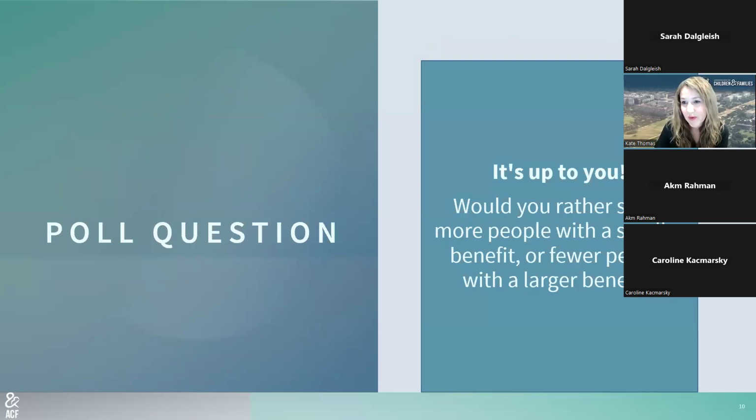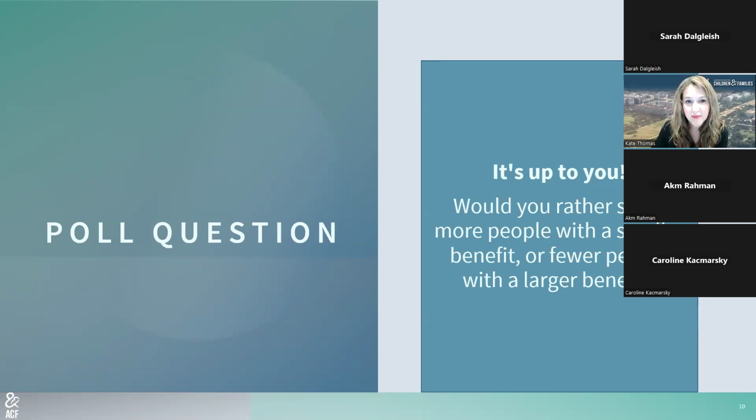So we're going to put a poll up here. Would you rather serve more people with a smaller benefit or fewer people with a larger benefit? If you could select one of the answers on the screen, we'll get a gauge of how everyone feels about this question in their program. And I know Sarah's running the poll for us. So Sarah, I actually can't see the results, but when you feel like the answers are slowing, feel free to close it. Okay. So here's the responses.